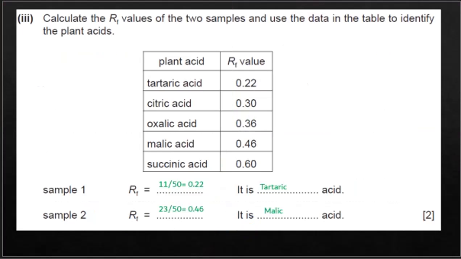Then they ask you to calculate the retention factor value of the two samples and use the data in the table to identify the plant acids. They're trying to figure out which of these plant acids are present in our sample. So we do the same thing: 11 divided by 50 gives us 0.22, so this is possibly one of the acids present. And 23 divided by 50 gives us 0.46, possibly the next acid present. The first sample is tartaric acid, and the second one is malic acid.